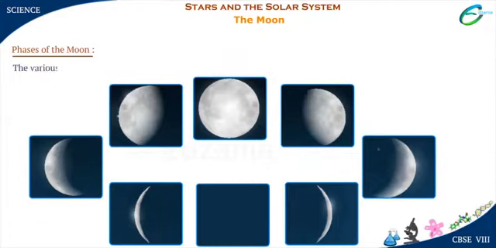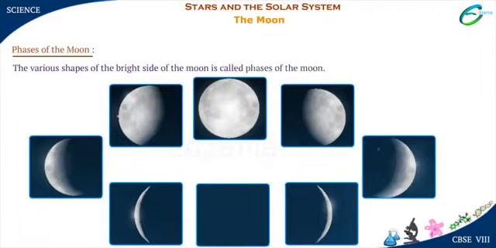Thus, the various shapes of the bright side of the moon that you saw right now are called phases of the moon. It takes the moon about 29.5 days to completely cycle through all 8 phases. Many calendars refer to this period as a month.